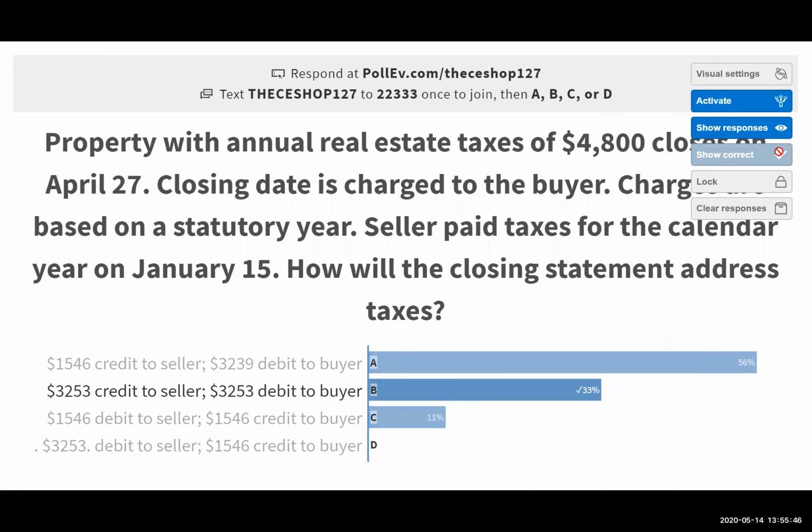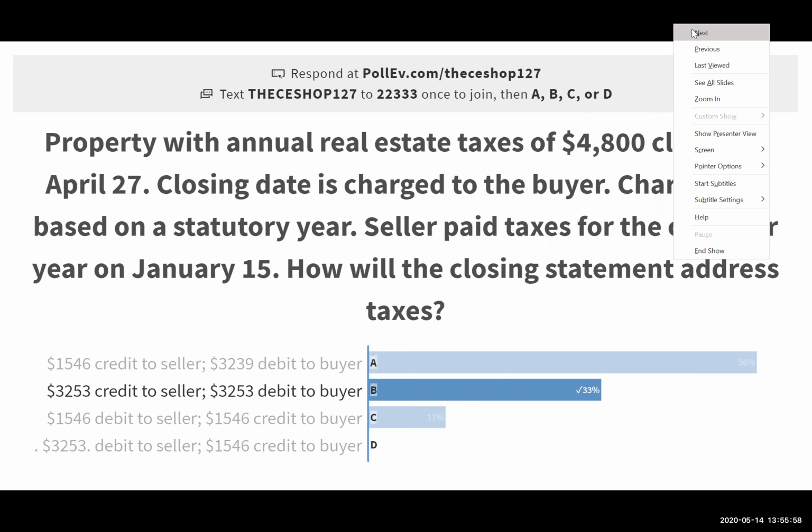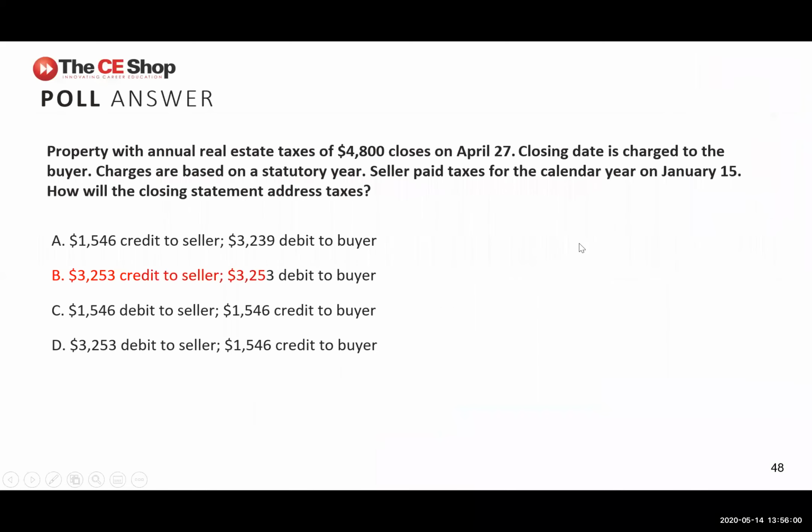Here we go. Correct answer is B. $3,253 credit to the seller, $3,253 debit to the buyer. So here's what we come up with. You've got $4,800 divided by 360, which is how many days are in the year because you're using a statutory year. Comes out to $13.33 per day.